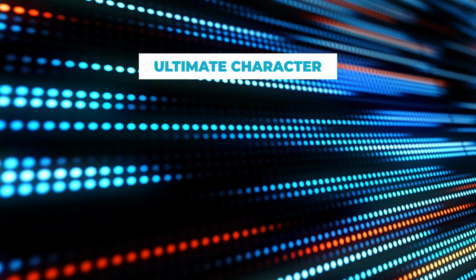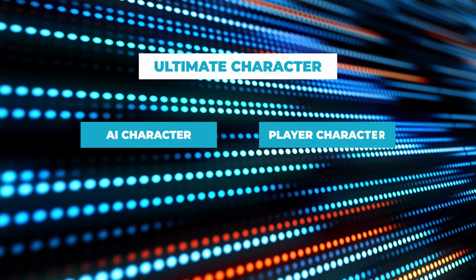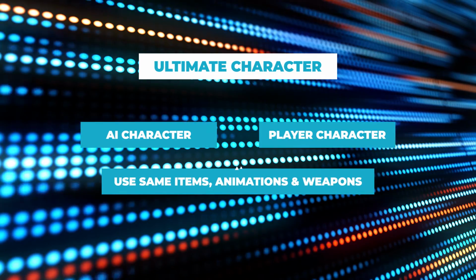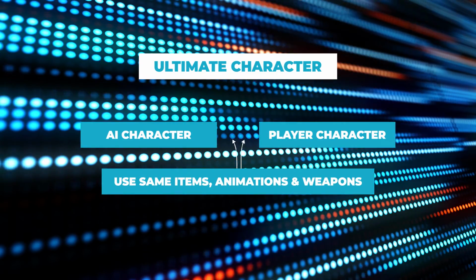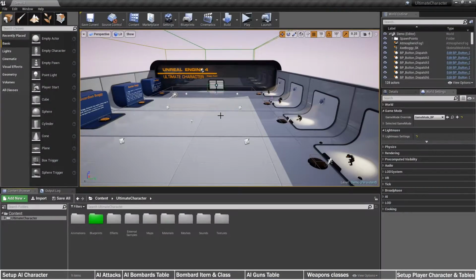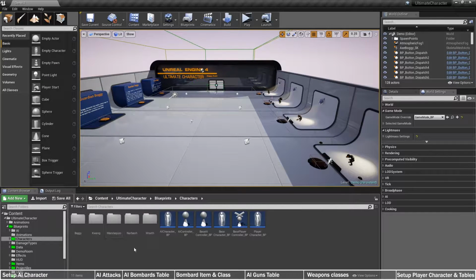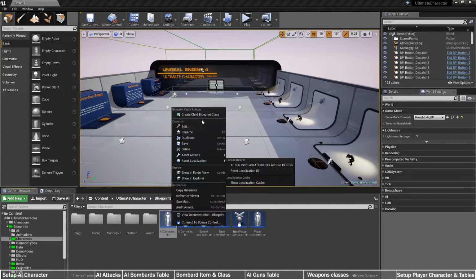Alright, first I'll start with the AI version of the character, and then I'll go for the player version. Setup is same for animations, items, and weapons, so you can use them for both AI and player by creating only once. As you know from the instructions of the overview video, for the AI characters, we need to create two child blueprint classes from the AI character BP and AI controller BP.